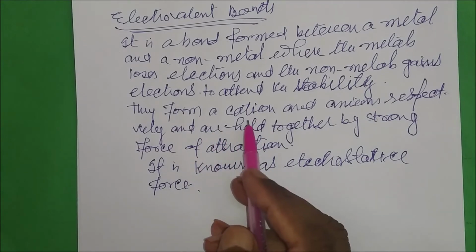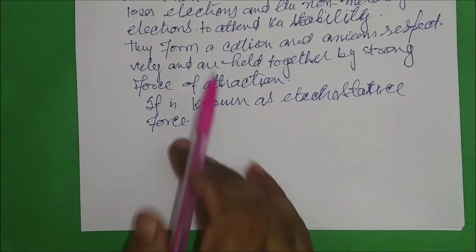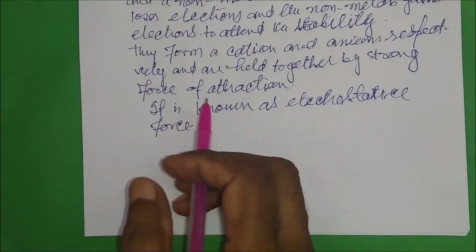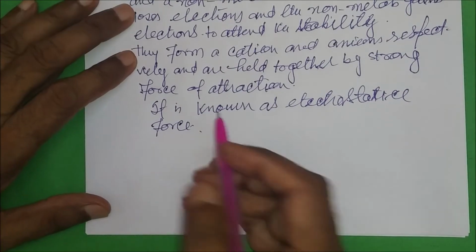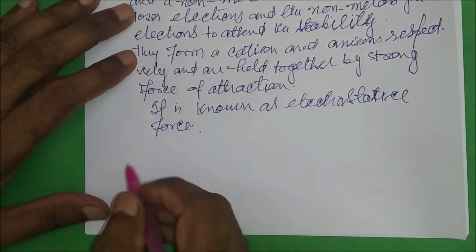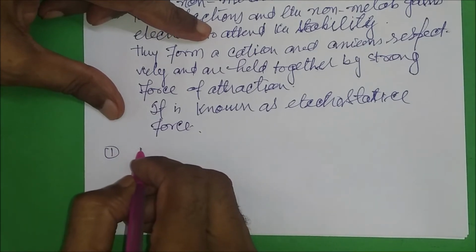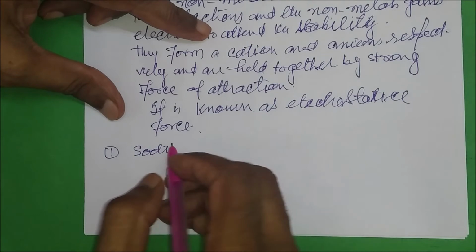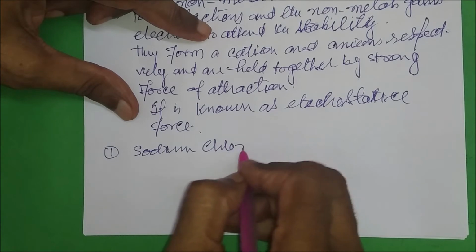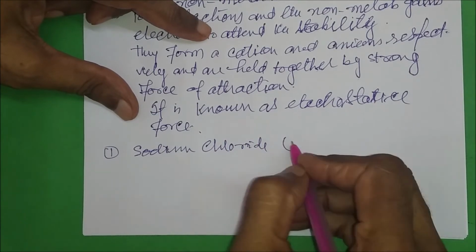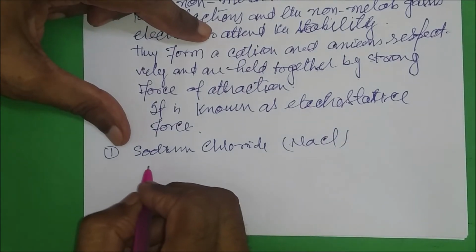So this is the definition that I gave you. Here metals generally lose electrons, and non-metals gain electrons and form stable compounds. For example, number one, suppose sodium chloride. You know the formula of sodium chloride? NaCl.